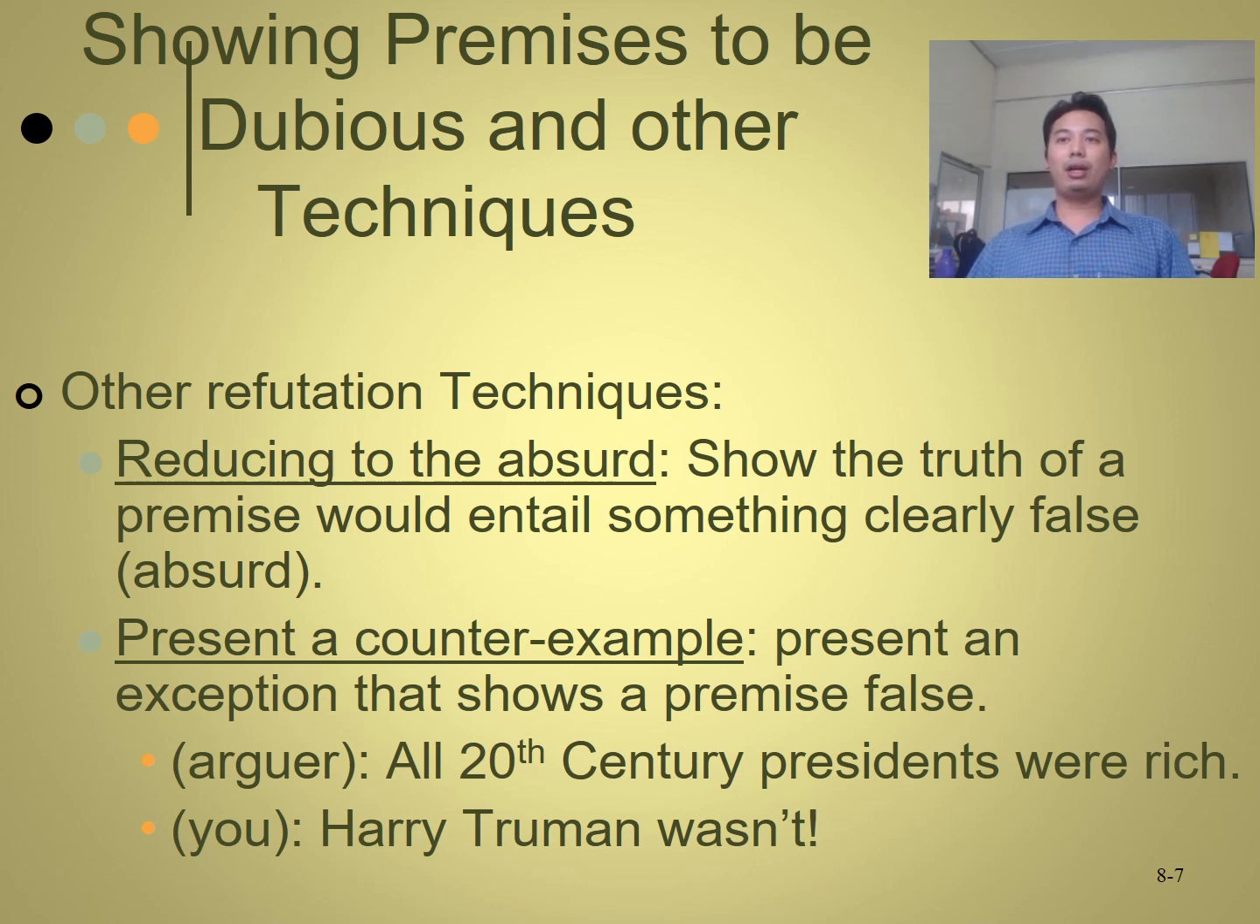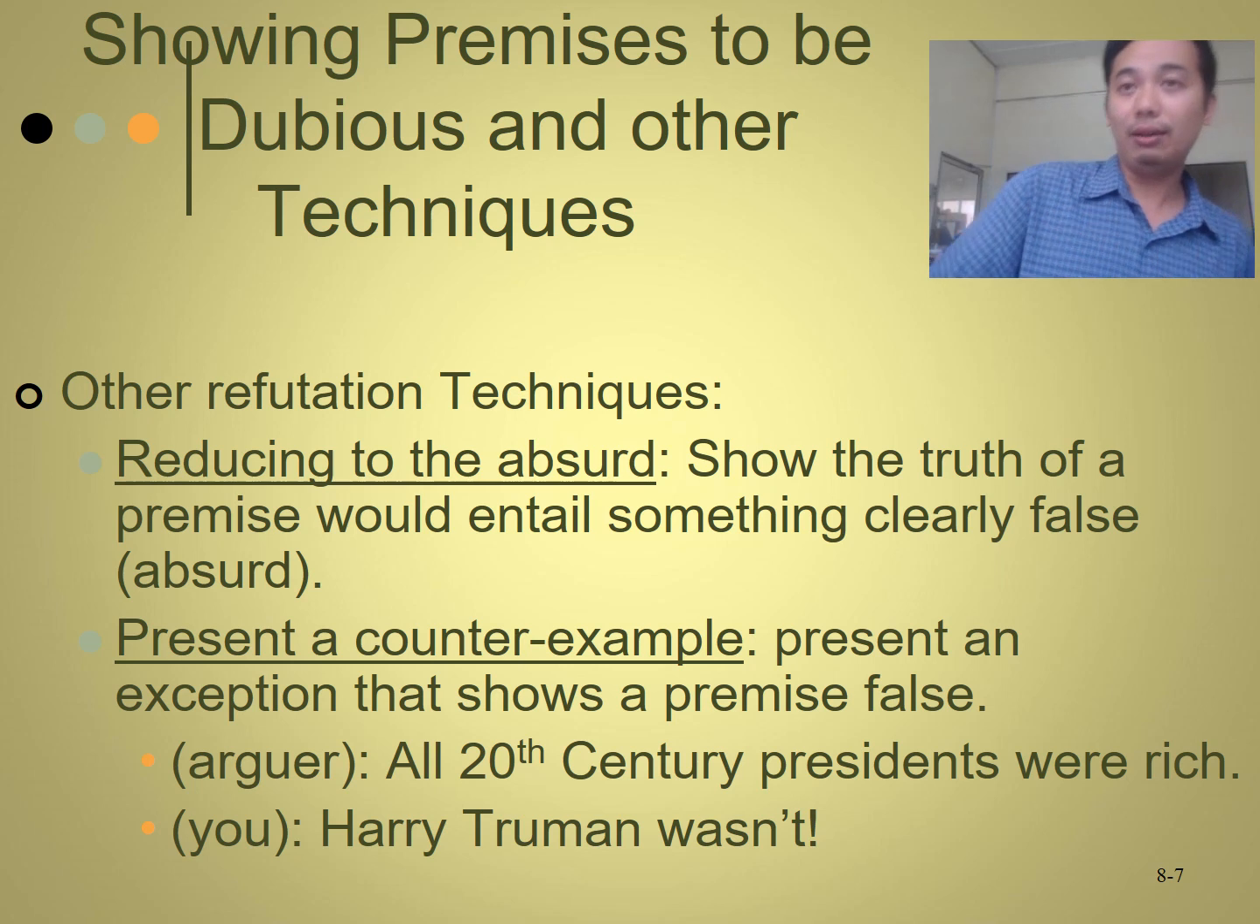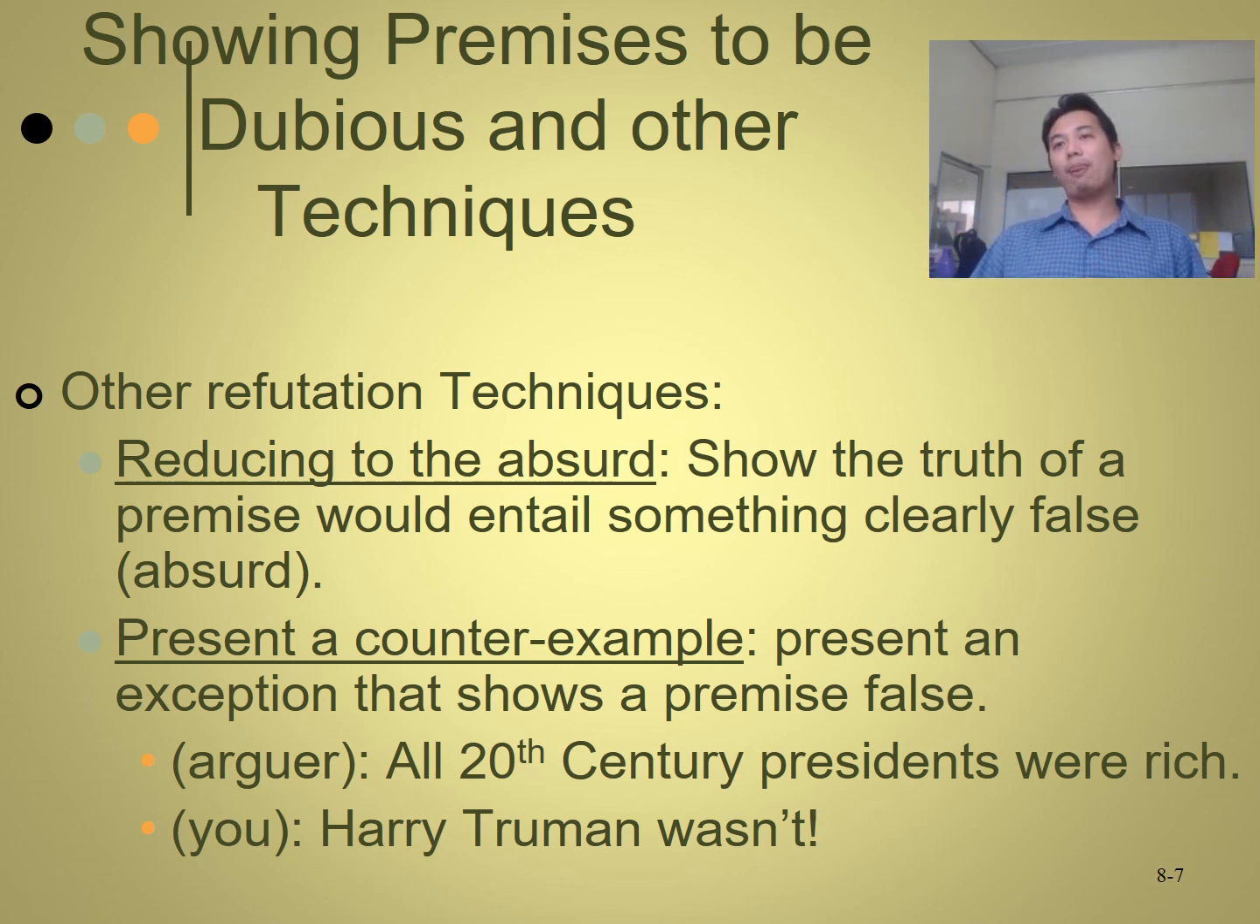Now, there are also other refutation techniques, such as reducing to the absurd, whereby we show that the truth of a premise would entail something clearly false. Or the second one, present a counterexample. So when you present an exception that shows a premise is false, then ideally you can say that the premise is going to be false. So if you look at the first one, reducing to the absurd, I'll give you an example of this.